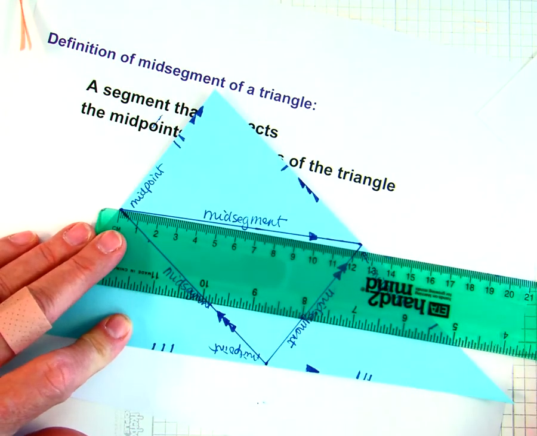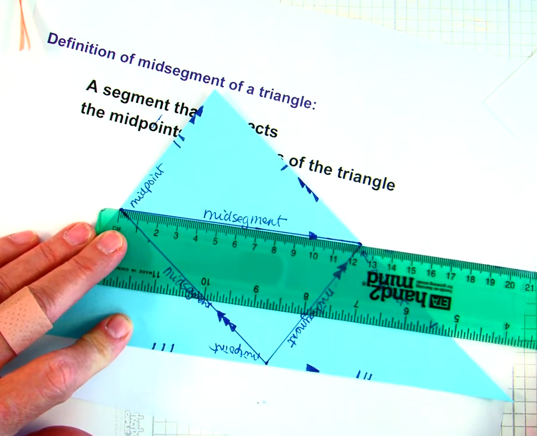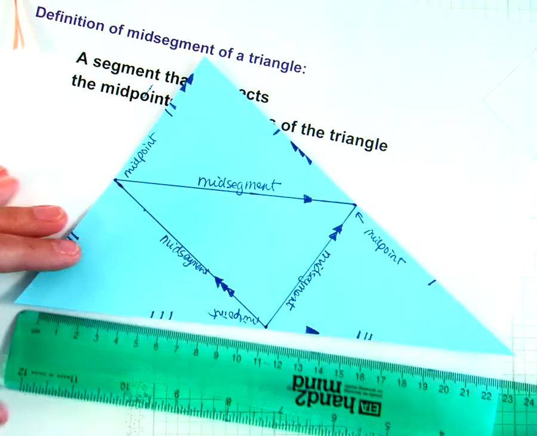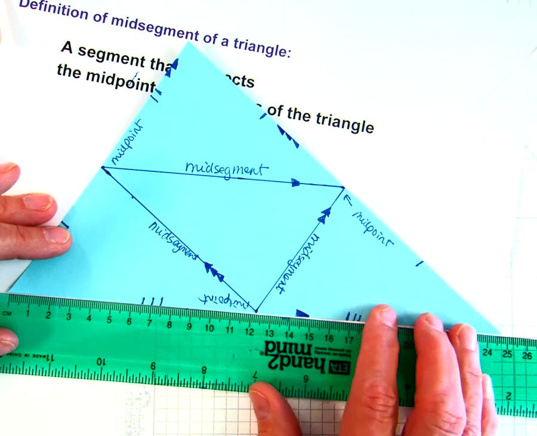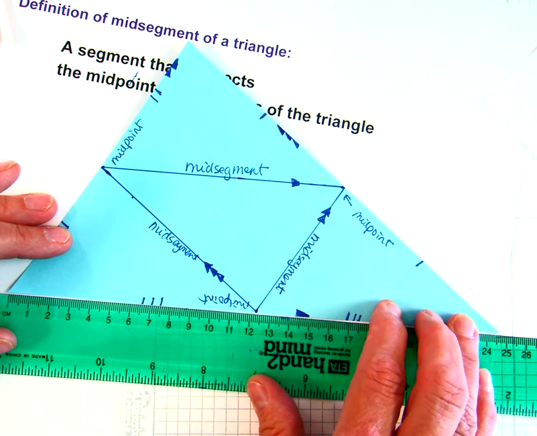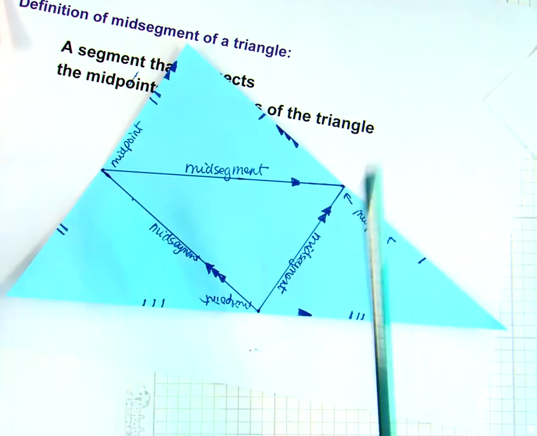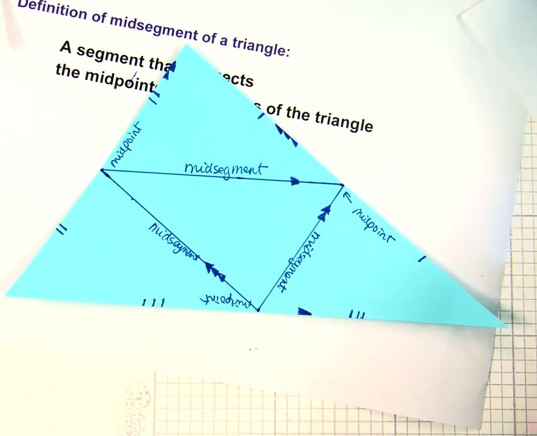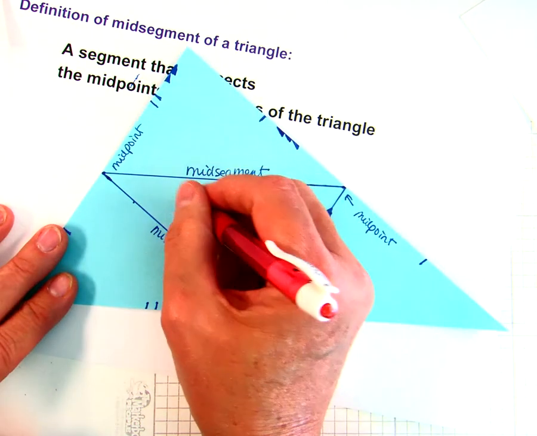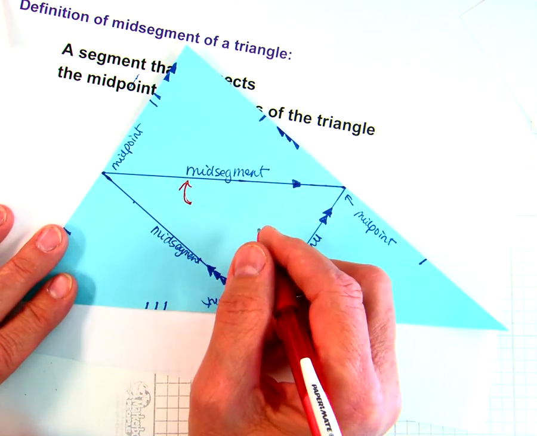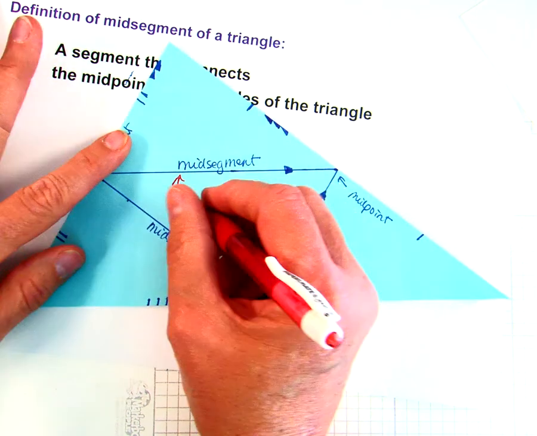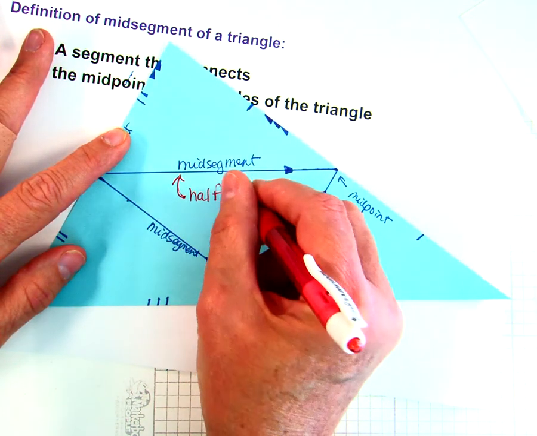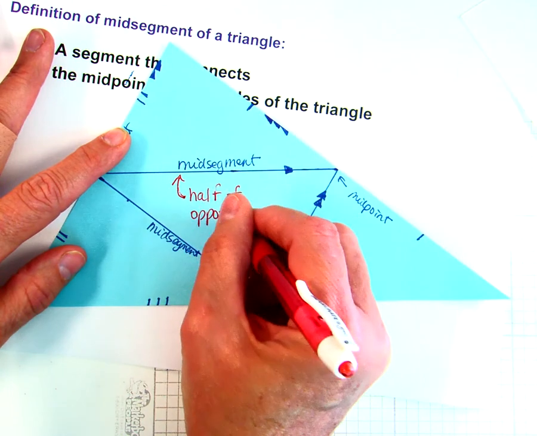Notice something about it. Choose one of your mid-segments. I'll take this one and measure it. I've got it measured as 12.3 centimeters. Then measure the parallel side, and I come out to be 24.6 centimeters approximately. Measure each one of yours to notice that it's twice as much. It is actually twice as much. Let's write that down on our triangle to make sure that we remember it. So the mid-segment is half of the opposite side.